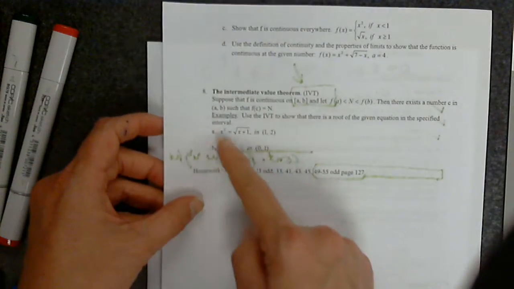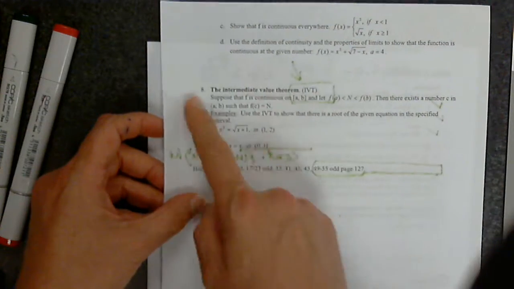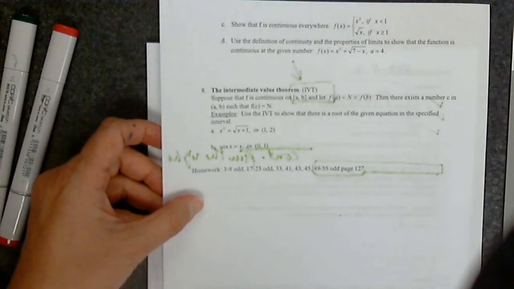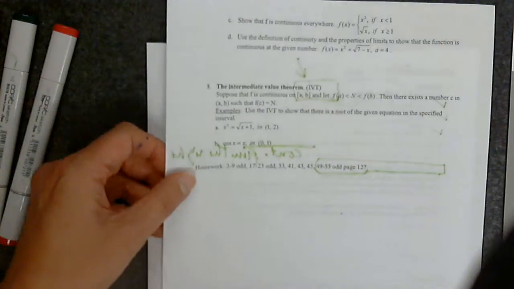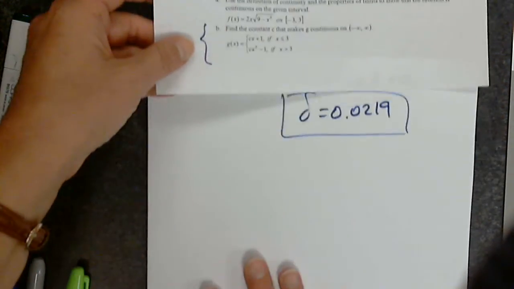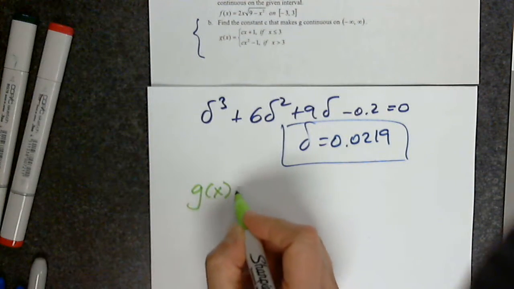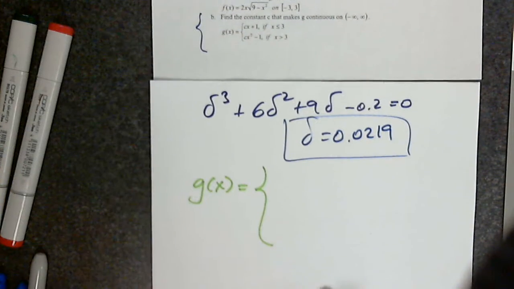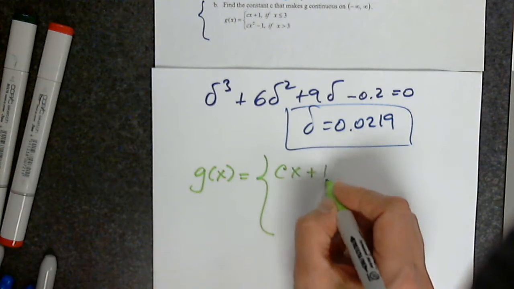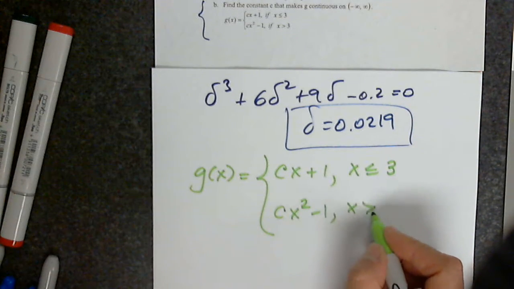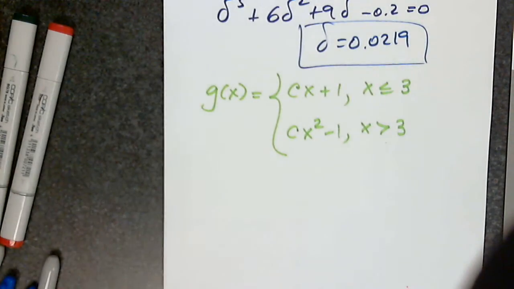And this is part of that condition. If we don't understand this and we're not able to apply it, we'll have difficulties in chapter 4. So it's called the intermediate value theorem. So I would like to look at this problem, and you will tell me what we need to do. So we have a function g of x, which is defined as a piecewise defined function: cx plus 1 if x is less than or equal to 3, and cx squared minus 1 if x is greater than 3. So we're asked to find c such that the function g is continuous everywhere.